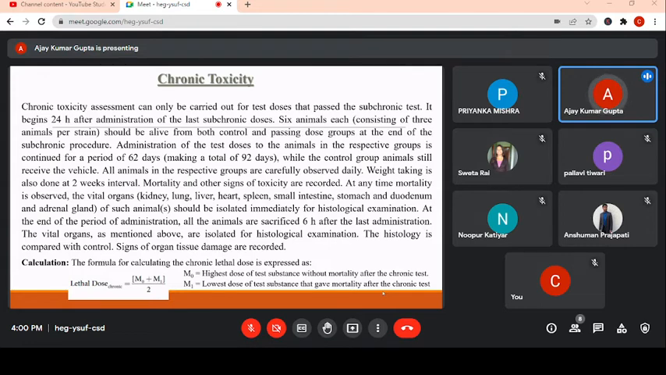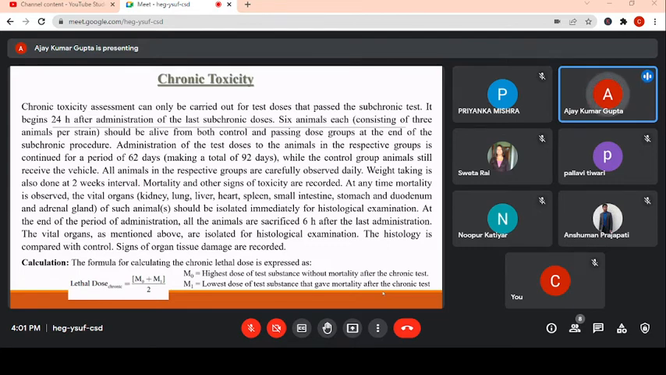At the end of the period of the administration, that is after 92 days, all the animals are sacrificed 6 hours after the last administration. Previously, we had sacrificed only 2 animals, but now, out of 6, if all are alive, all have to be sacrificed. There are little modifications, certain scientific events that have not been coded over here.